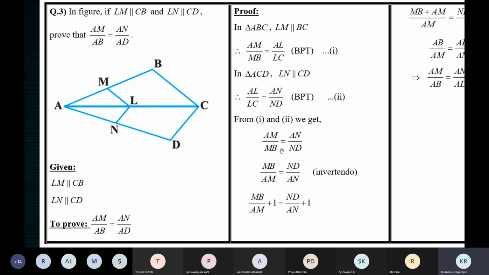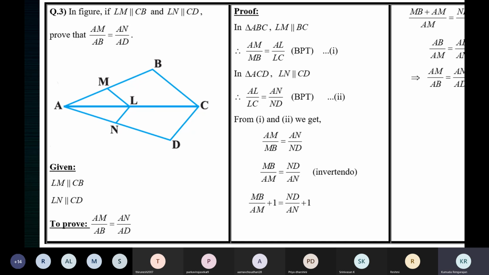But here we have MB and ND. So you need AM and AN, but you don't want these two. What you don't want, take them to the numerator. So we have to take reciprocals on both the sides. If you want something, have them in the denominator. You want AM, you want AN, then keep them in the denominator.